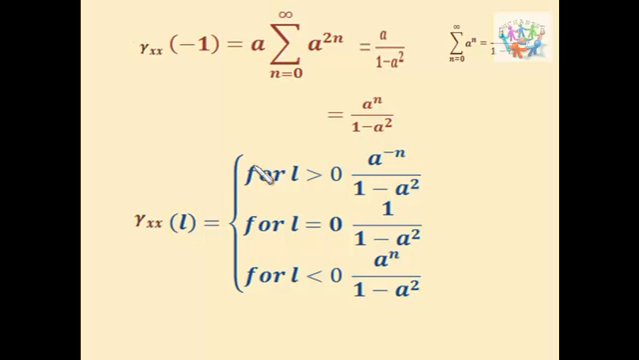Now we have to tabulate the values for L greater than 0, L equal to 0, and L less than 0. So write gamma_xx(L) = and draw the curly braces, and write for L greater than 0, a^(minus L) by 1 minus a squared. For L = 0, 1 by 1 minus a squared, and for L less than 0, a^L by 1 minus a squared.